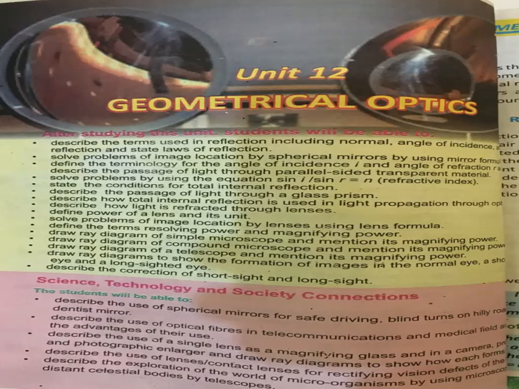Sixth MCQ: which type of image is formed by a convex lens on a screen? First choice is inverted and real. B choice is inverted and virtual. C choice is upright and real. And D choice is upright and virtual. So convex lens, so inverted and real. The A choice is the right one. For the 6th MCQ, A choice is the right one.